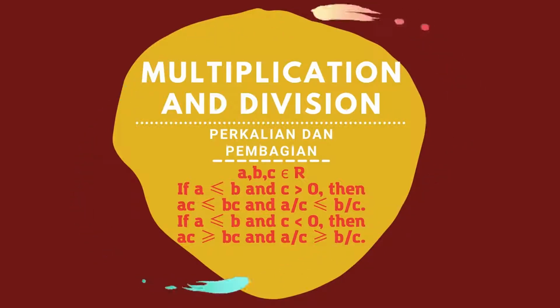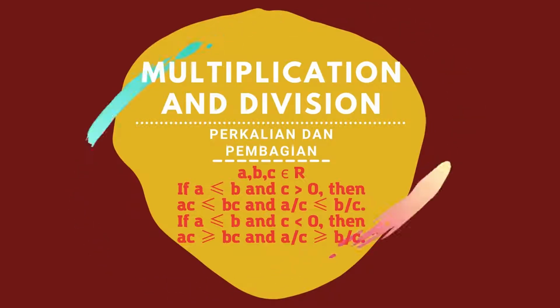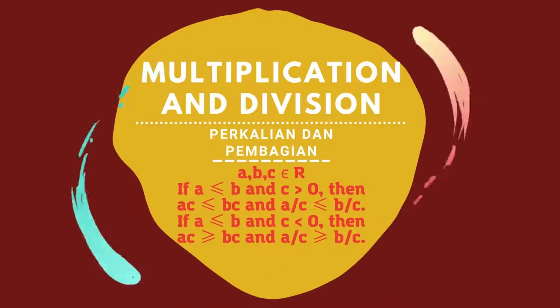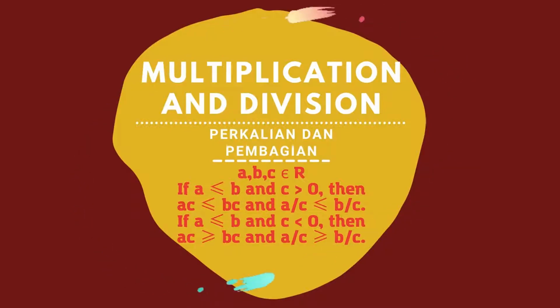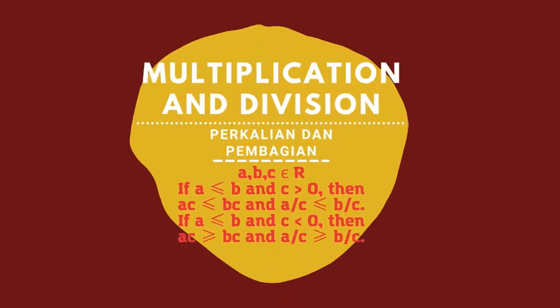And vice versa, if A is less than or equal to B and C is less than 0, and both sides are multiplied by C or divided by C, then A times C will be greater than or equal to B times C, and A divided by C will be greater than or equal to B divided by C.